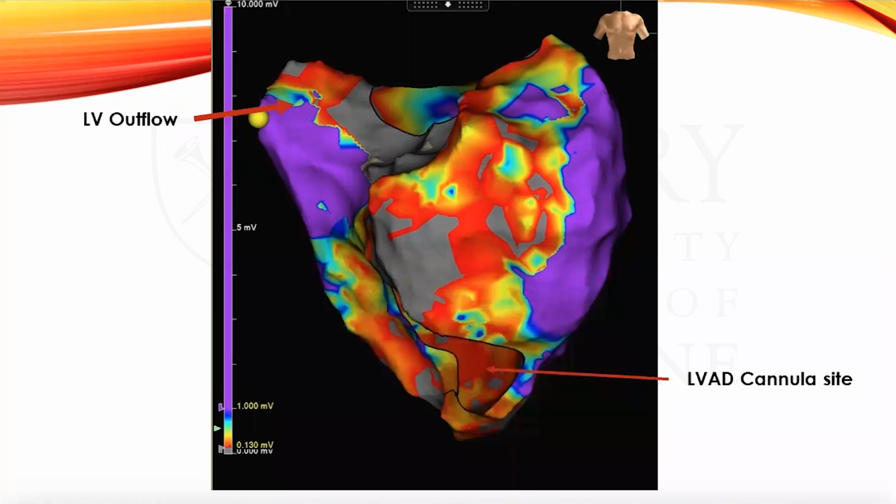The purple tissue here would be healthy, normal tissue. The unhealthy, ischemic tissue in this case is all the stuff in the middle, all the red and gray. And these areas of tissue that are abnormal like this are a nidus for ventricular tachyarrhythmia and VT.